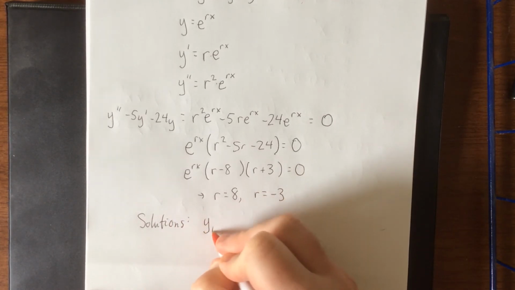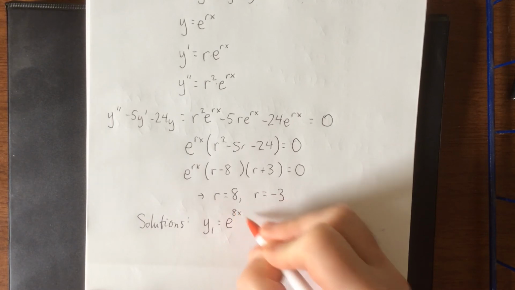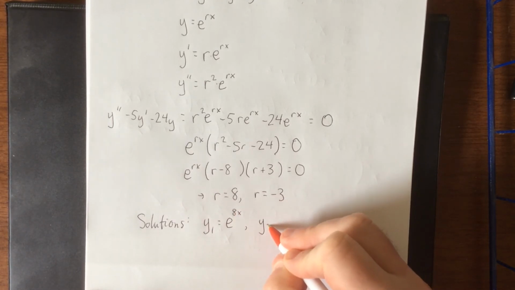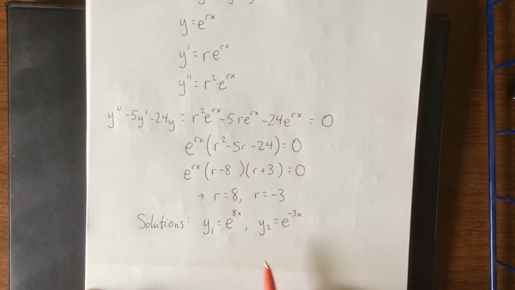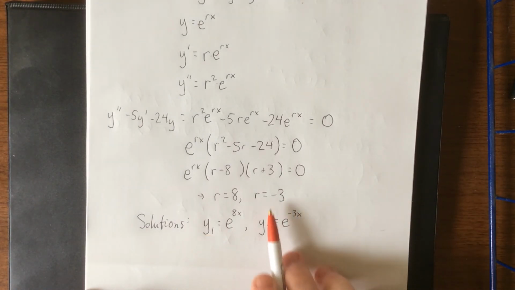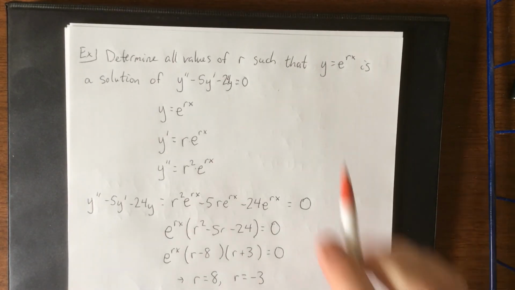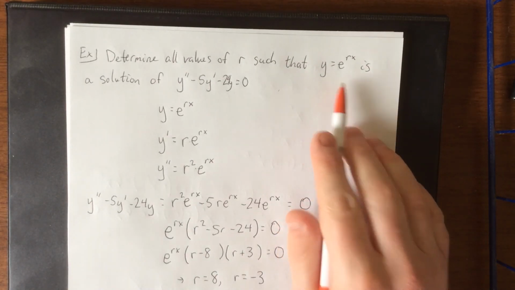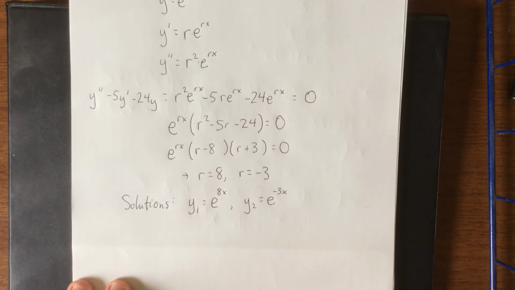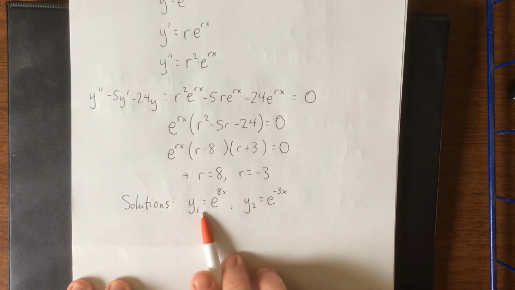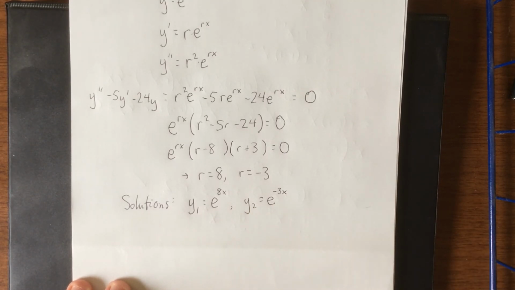will be y1 is equal to e raised to the 8x power, and y2 will be e raised to the negative 3x power. We obtain these by taking the values of r that we just got and plugging them back into the original assumption, which we can see right up top, y equals e raised to the rx power. In terms of linear algebra, we would be saying that these two are two linearly independent solutions of our original differential equation.